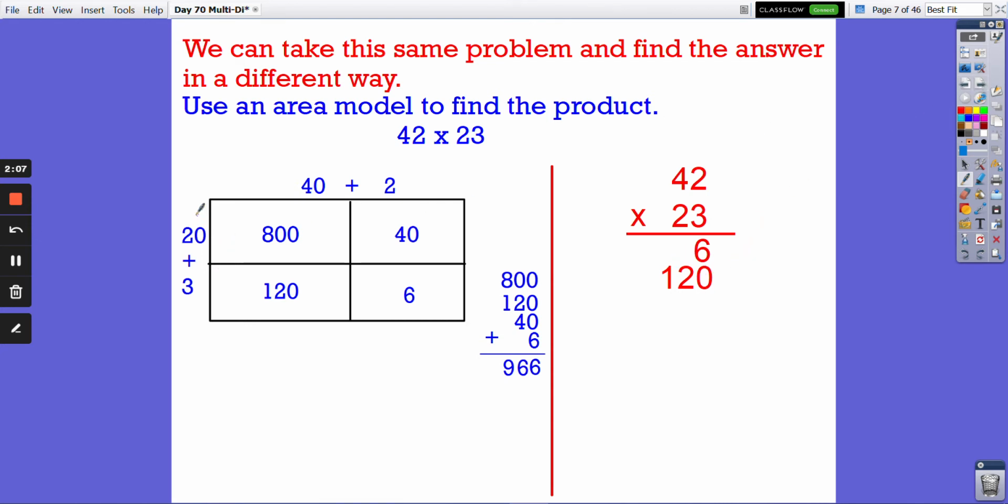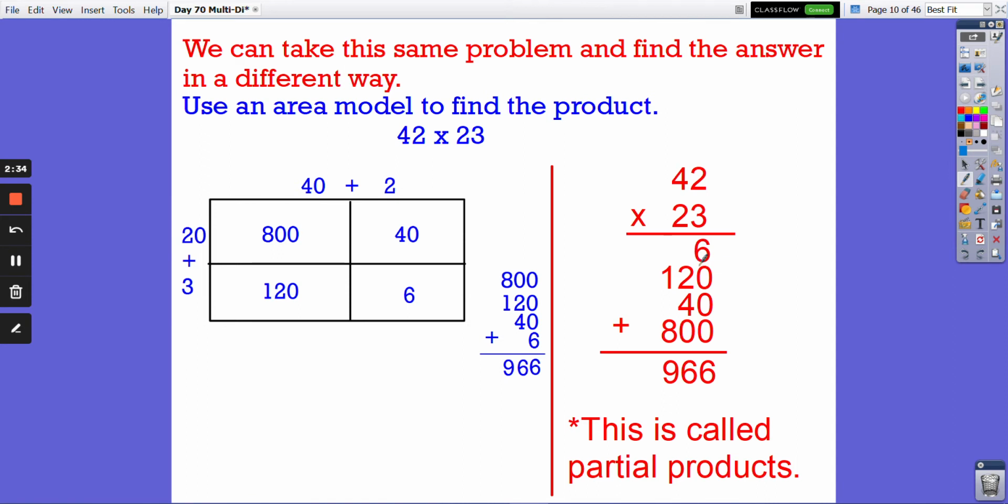Then we move on to our 20. 20 times 2, because remember this 2 is actually worth 20. It's not just a 2. 20 times 2 gives us 40. And then 20 times 40. This has a value of 2 tens. This has a value of 4 tens. 20 times 40 gives us 800. Okay, we add those together. 6, 6, and 9, so 966.